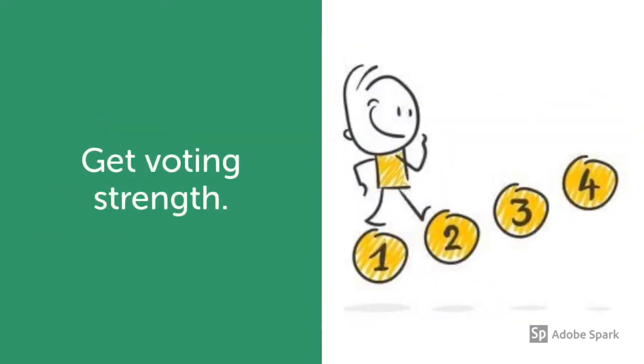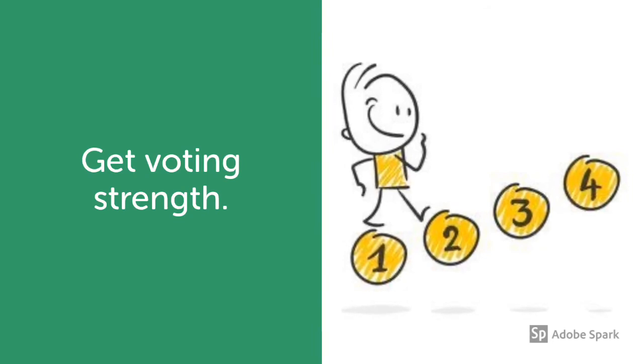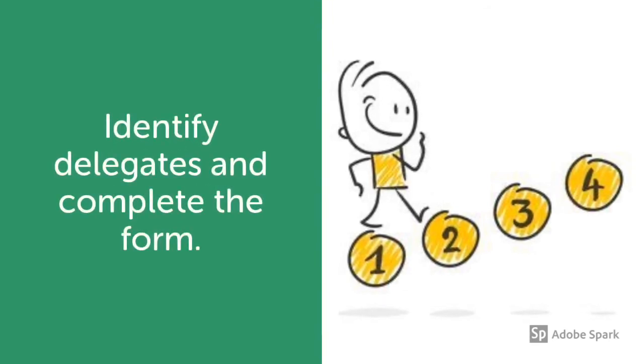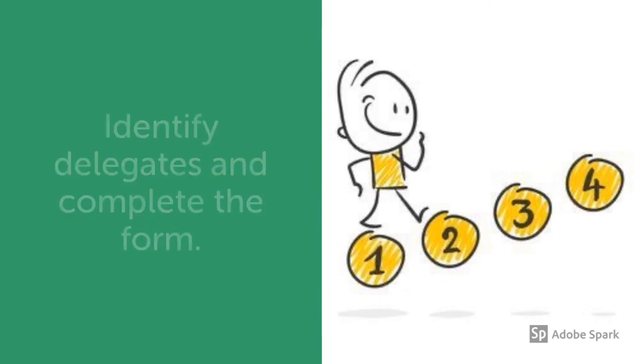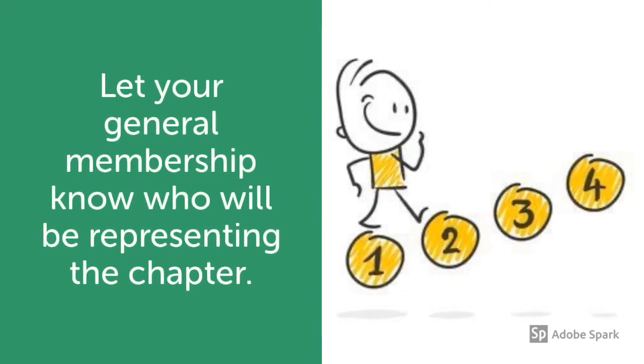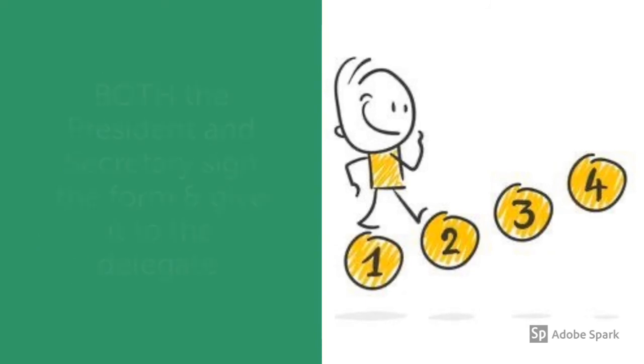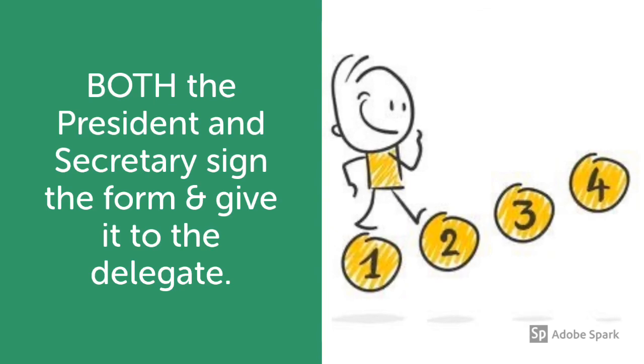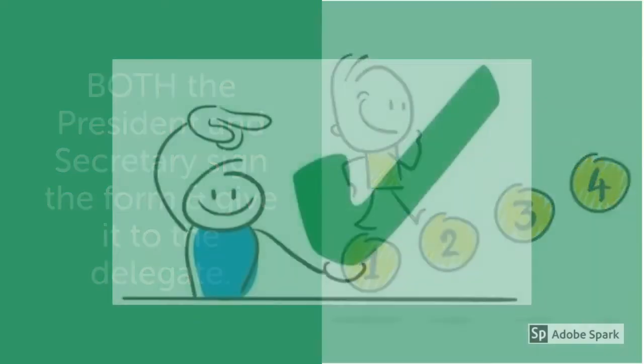So from start to finish, first be on the lookout for your voting credentials report from AFSA headquarters so you know your chapter's voting strength. Then identify your chapter's delegates and complete the form. Next, let your general membership know who will be representing the chapter at the convention. Both the president and secretary must sign the form, give the original to the delegate, and keep a scanned copy just in case. That's it.